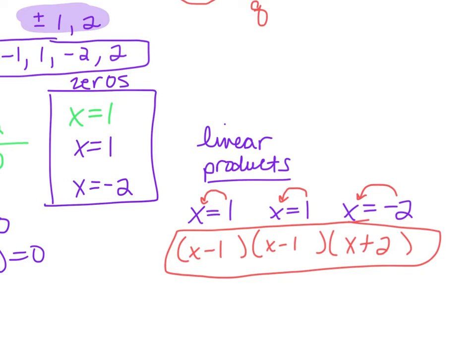That's it. Nothing more complicated than that. So you're going to have to answer on WebAssign. It'll probably say, what are the zeros? And then write your answer as linear products. That's all they mean. They want the binomials, what it would look like one step before you solved. Does that make sense?